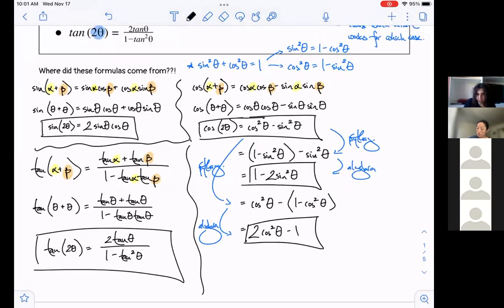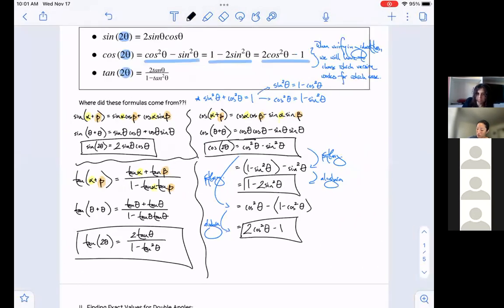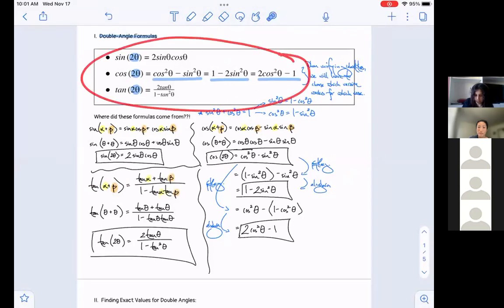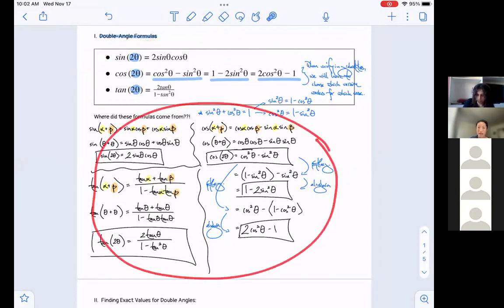So for those of you who are like, I just really want to know the formulas, here are the formulas, right? And for those of you who are like, oh, it's easier to memorize when I kind of know where it comes from, here's just a little look behind the scenes of where they come from, okay?